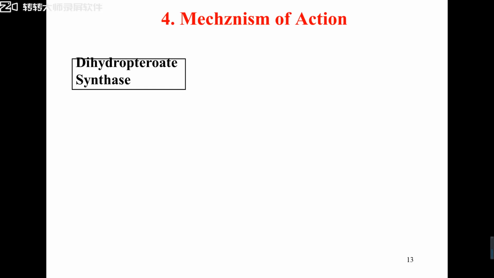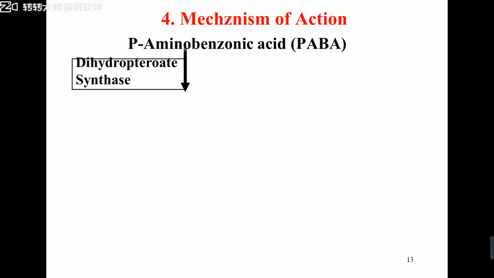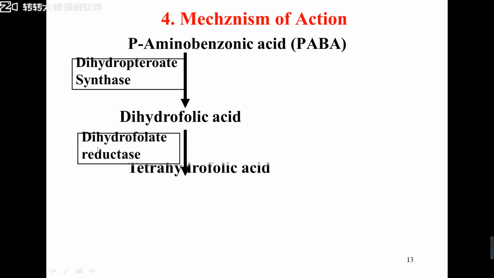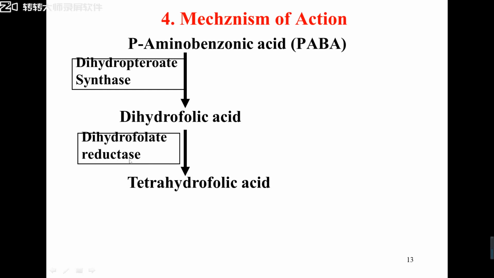So we have studied the folic acid synthesis process in your biochemistry class. PABA, under the enzyme dihydropteroate synthase, is synthesized into dihydrofolic acid, and then under the enzyme dihydrofolate reductase it is reduced to tetrahydrofolic acid, and then promotes DNA or RNA synthesis.